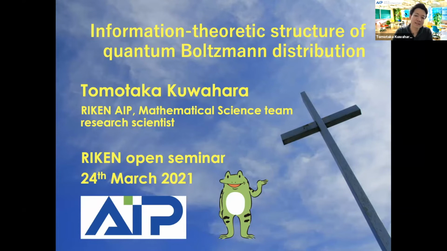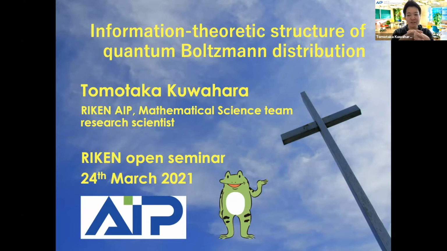Okay, let's start my presentation. Hello, my name is Tomotaka Kuwahara. I am now a research scientist in the AIP mathematical science team. I got my PhD at the University of Tokyo and then moved to AIMR at Tohoku University. After 2017, I joined the AIP.